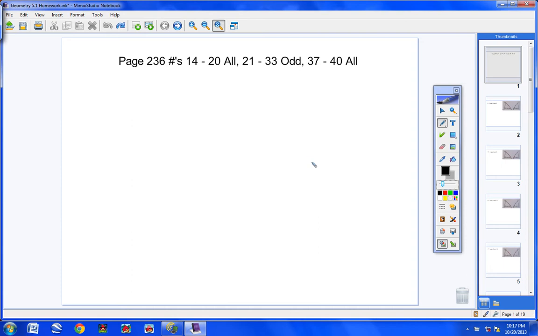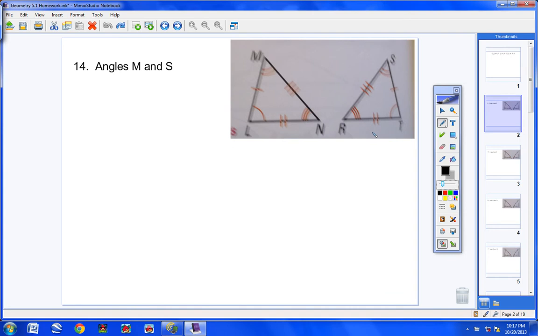If you'll look in the book, please, at page 236, numbers 14 through 20, you'll see that the directions say, determine whether the angles or sides are corresponding angles, corresponding sides, or neither. So let's go ahead and start off with number 14, angles M and S. Well, here's M, and here's S. Notice angle M has 2 slashes. Notice angle S has 2 slashes. So we would say that angles M and S are definitely corresponding angles.